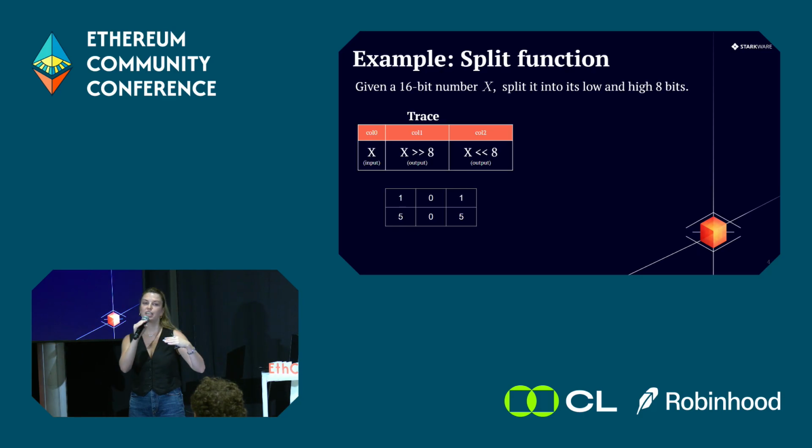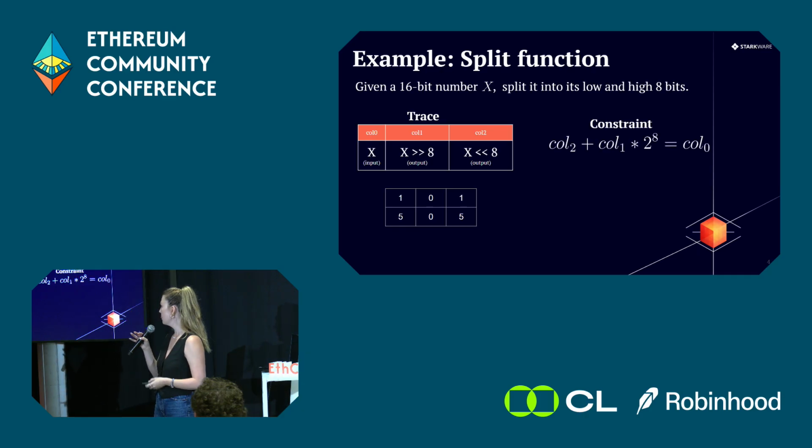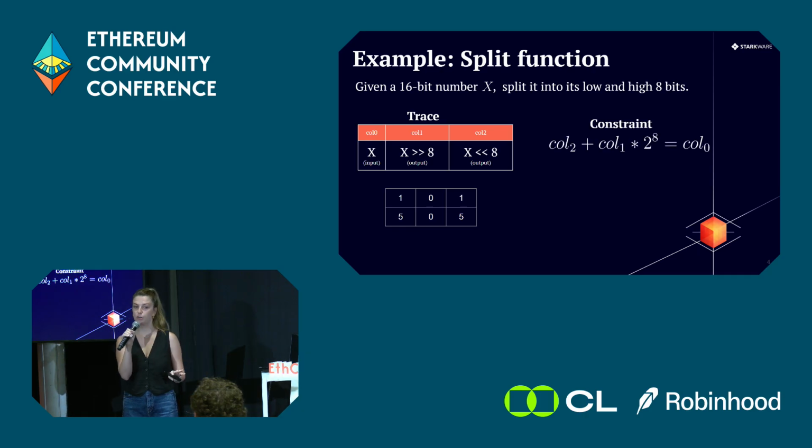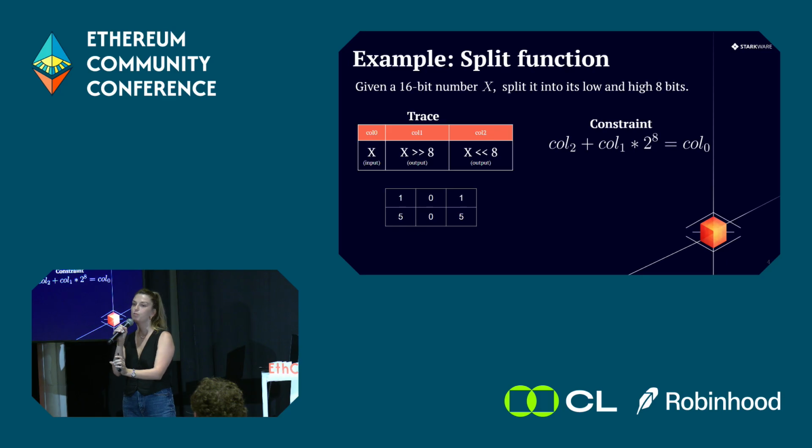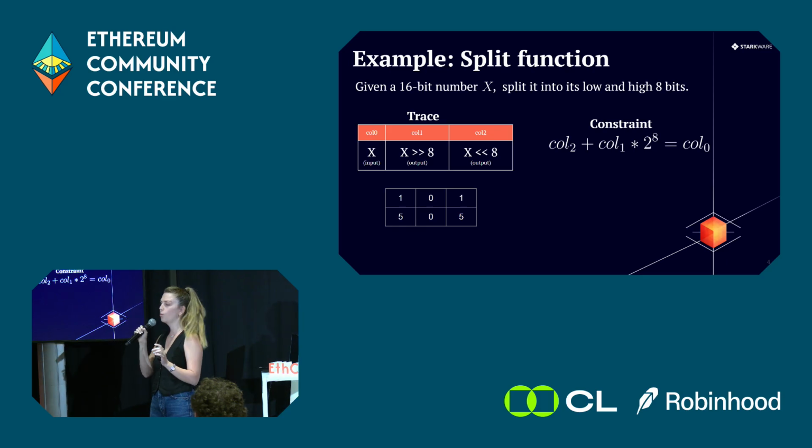So the second dimension of the table, meaning the rows, are actually different instances of the same computation. Now let's move to the constraints. So let's look at this. We are taking col 2, which is the lower 8 bits of x, and we are summing it with col 1, which is the higher 8 bits of x, multiplied by 2 to the power of 8.